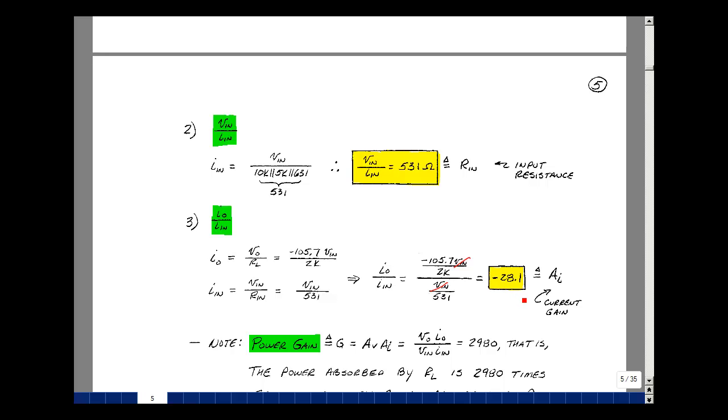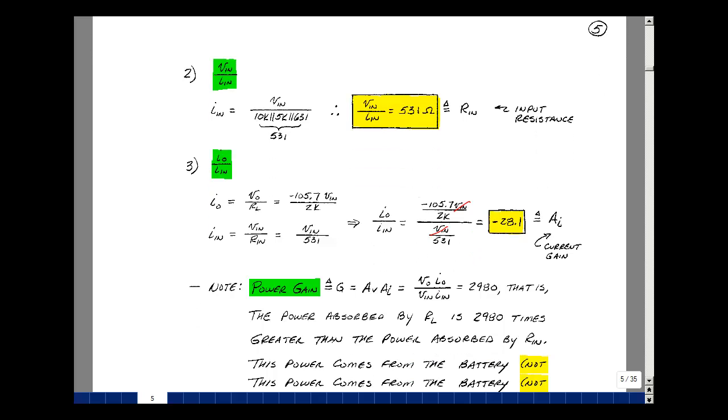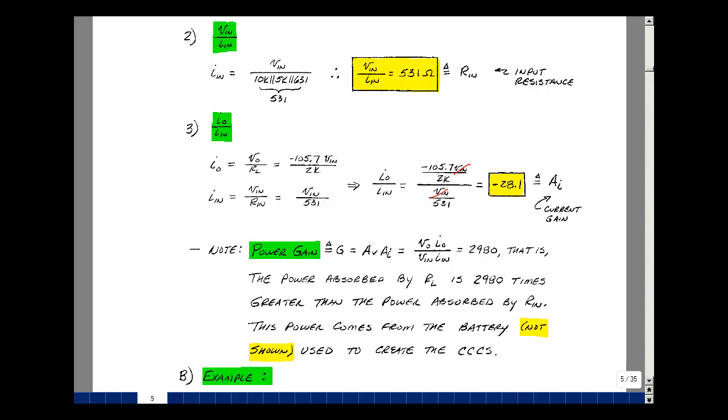This is called the current gain, and usually given the symbol A sub I. And you can see here that the current gain depends on the voltage gain, actually times Rn divided by R sub L. We also calculate a thing called power gain for amplifiers, which is the product of the voltage gain times the current gain.